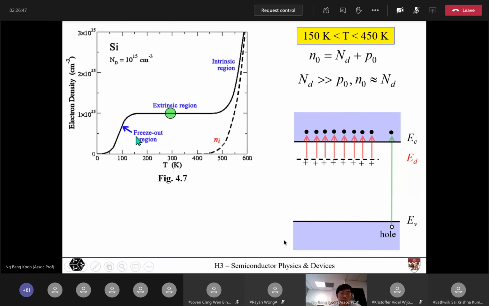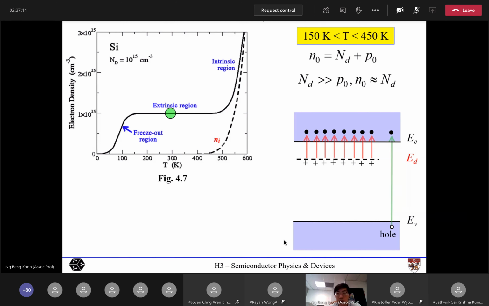Now, when you go above 150 Kelvin, you find that there is sufficient thermal energy to ionize all the donor atoms. So all electrons in the donor level would have gone into the conduction band, and they contribute to the majority of the concentration. Although as you continue to increase the temperature, the band-to-band transition would increase the electron-hole pairs, this number would not be large. This is still a very small number.